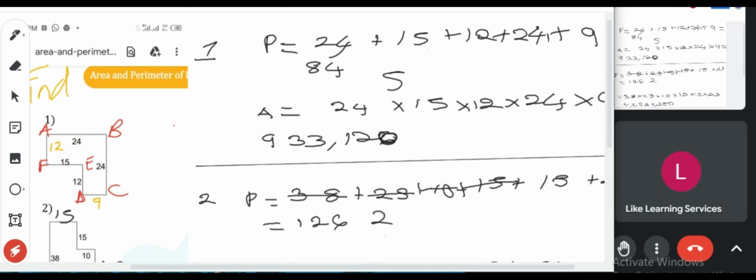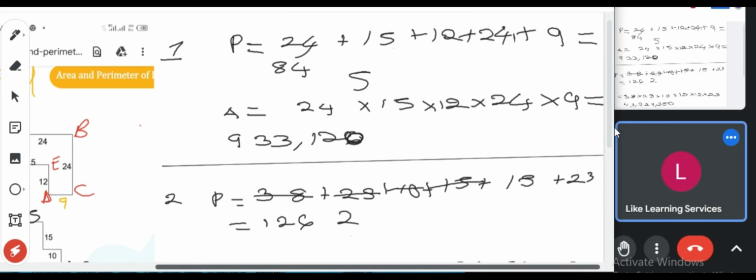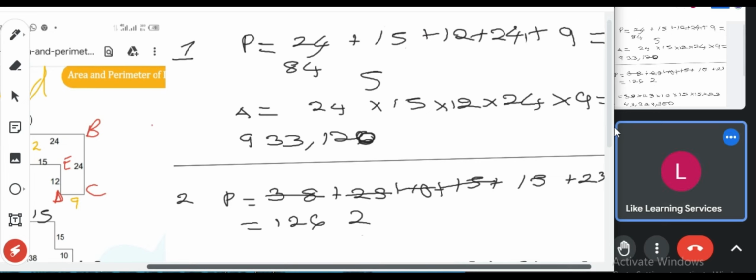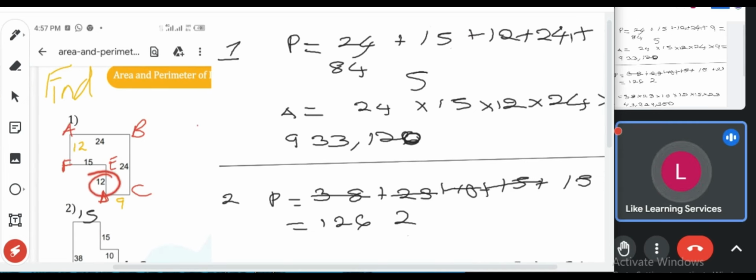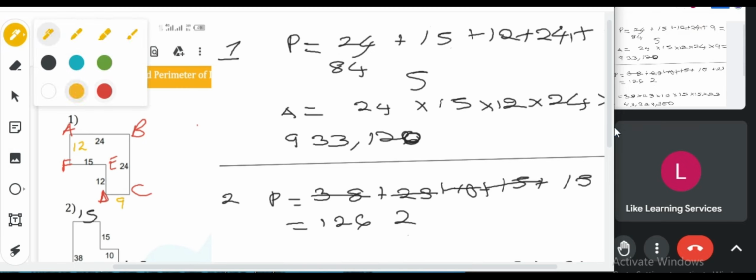Let me see. 24 plus 24 plus 9 plus 15 plus 12. There should be two 12s. You didn't add the two 12s. There are two 12s, 12 and 12. From what I can see here, you have only one 12. Have you observed that? Careful.